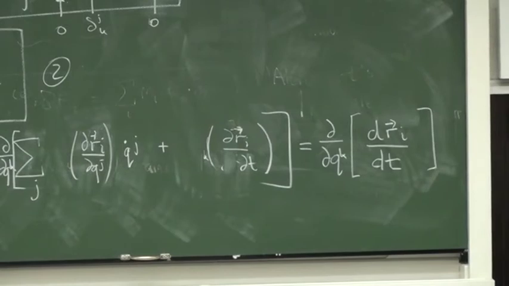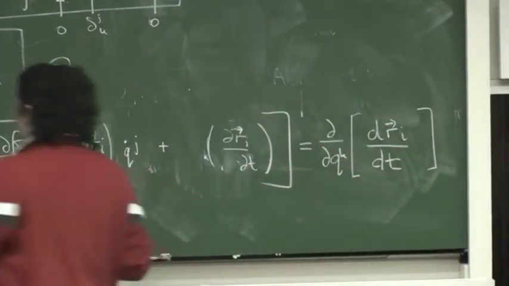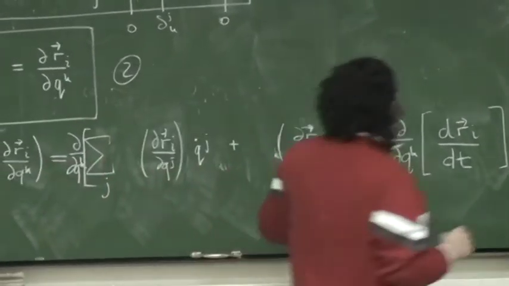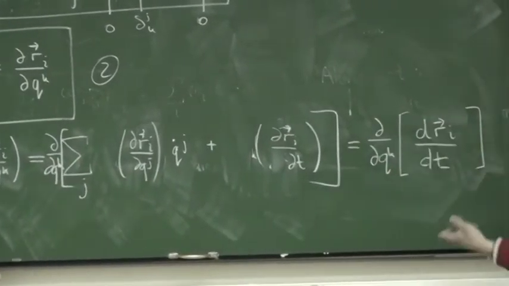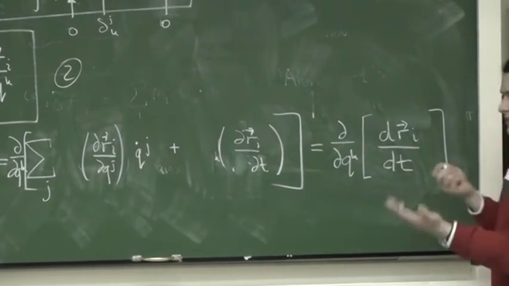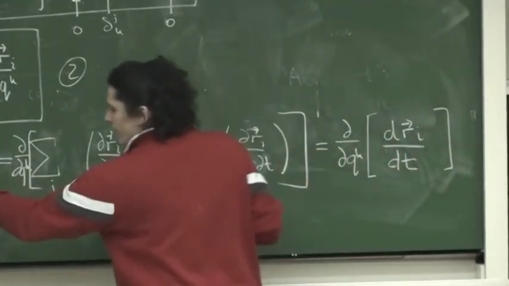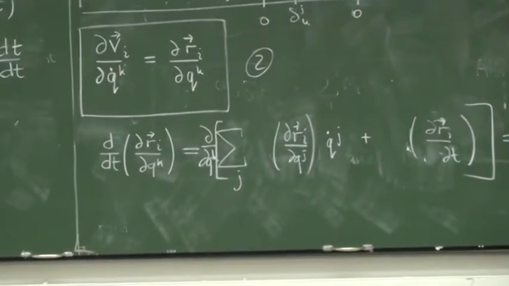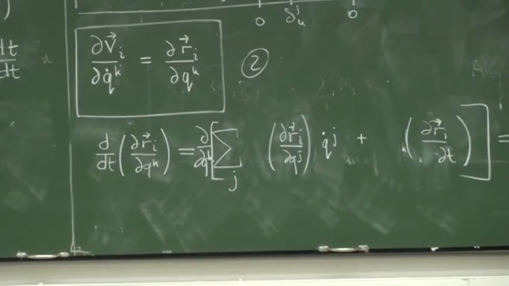Right. So what have we shown? We've shown that d/dt of ∂ri/∂qk is ∂/∂qk of ∂ri/∂t... dri/dt. Right? So the full and the partial derivatives themselves are mixing here. The dri/dt is a special thing. What is it? Time derivative of the position.